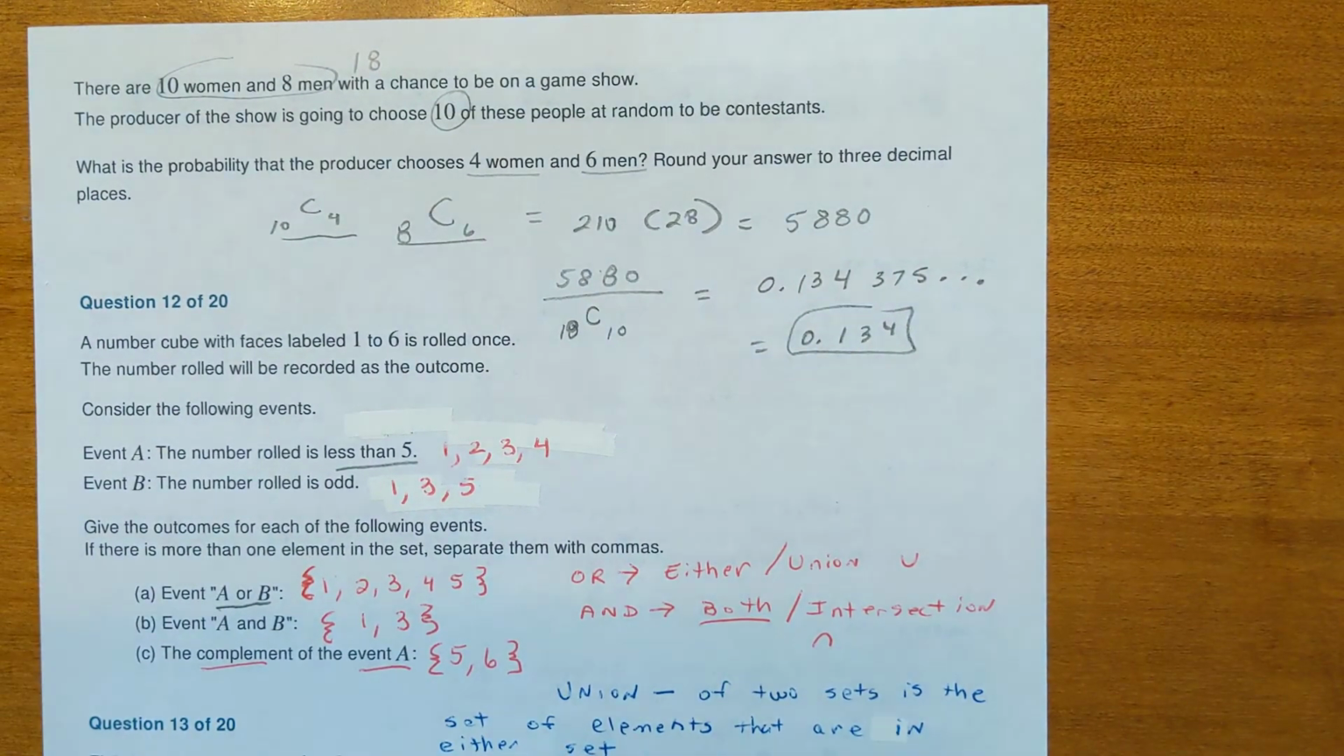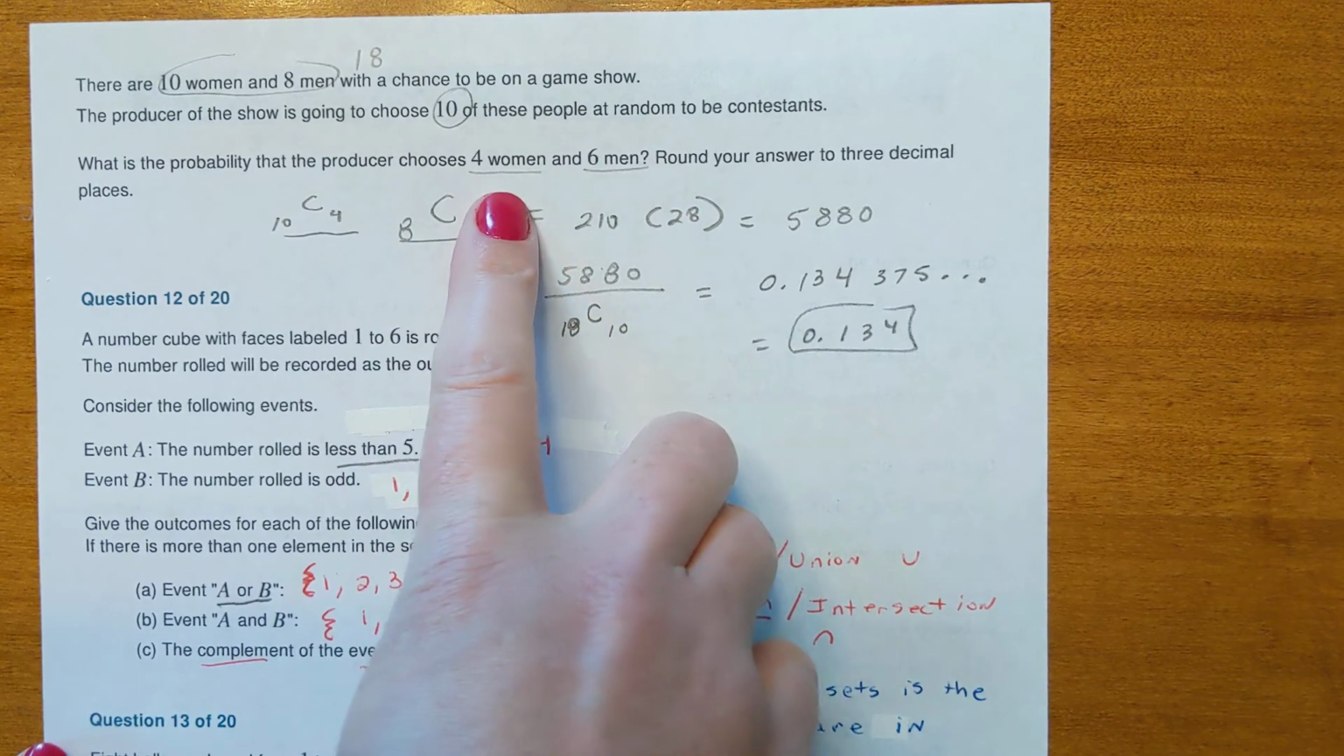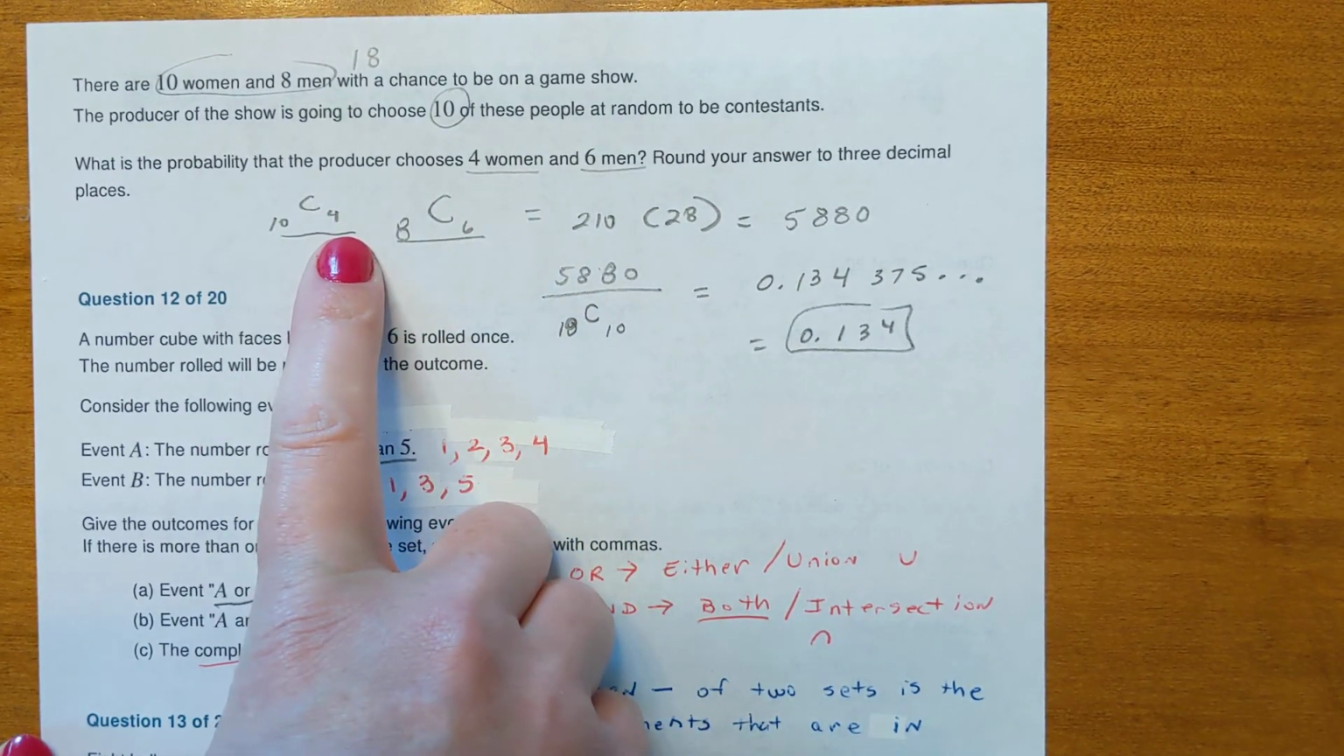There are 10 women and 8 men with a chance to be on a game show. The producer of the game show is going to choose 10 of these people at random to be contestants. What is the probability that the producer chooses 4 women and 6 men? Round your answer to 3 decimal places. So 2 events happening. The first event is that he chooses 4 women. So he'd be picking those out of the women. And there were 10 women, and he's choosing 4 of them.